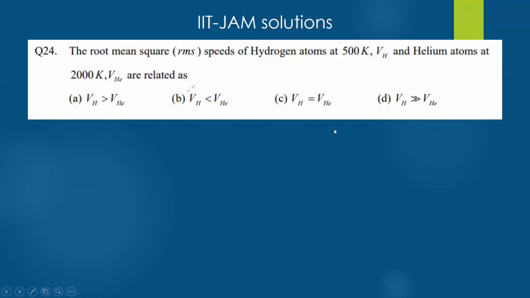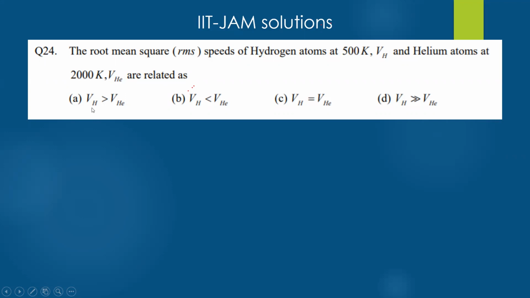In this video, I will tell you the solution for the problem asked in the IIT-JAM 2020 question paper. It is question number 24. The question is: the root mean square speed of hydrogen atom at 500 Kelvin, that is VH, and helium atom at 2000 Kelvin, VHe, are related as.